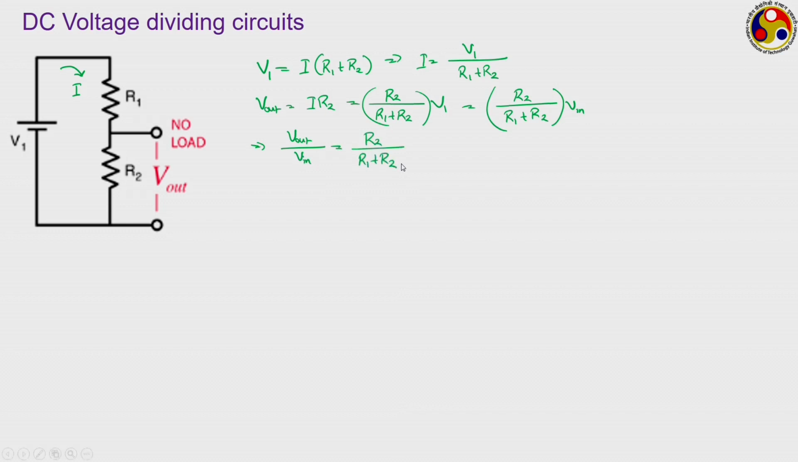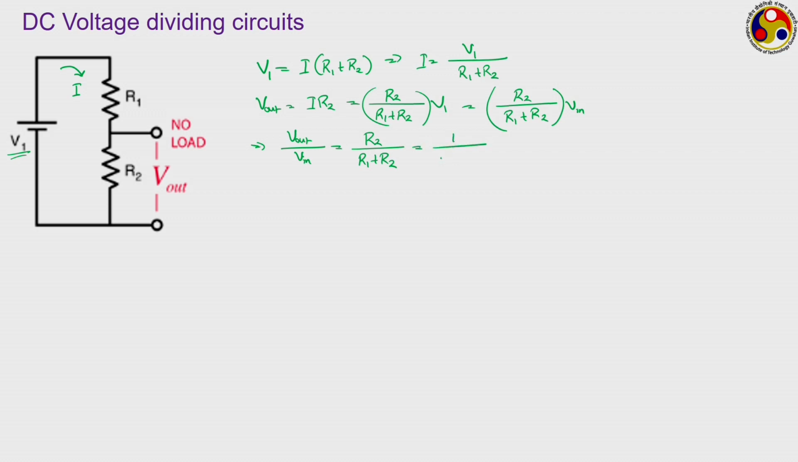What this effectively shows is that once we are given a particular voltage source like V1 or V in in this case, and for some downstream use we do not want to use this voltage but a smaller fraction of it, we can easily do that using a combination of these two resistances and their relative values, that is the ratio of R2 to R1 plus R2.